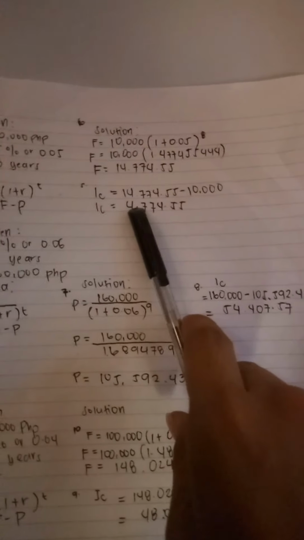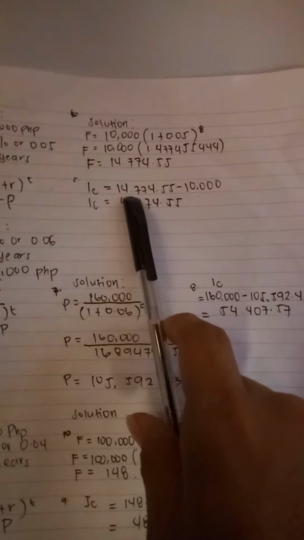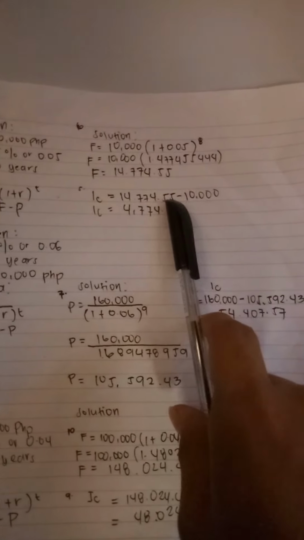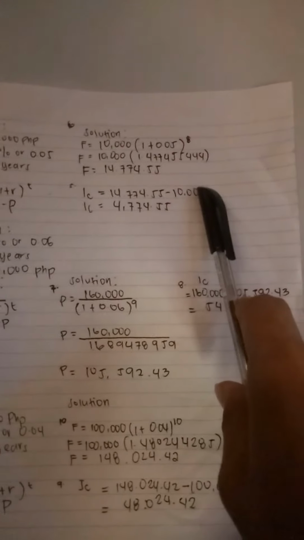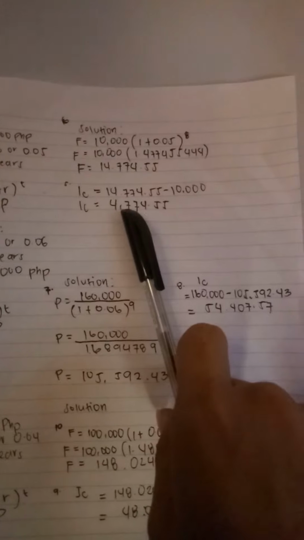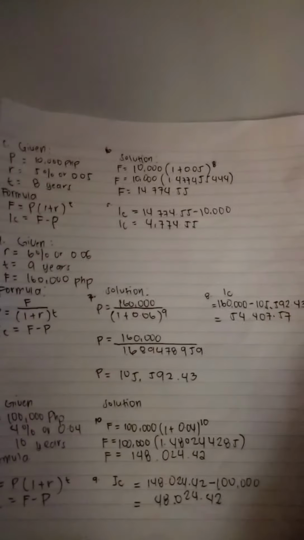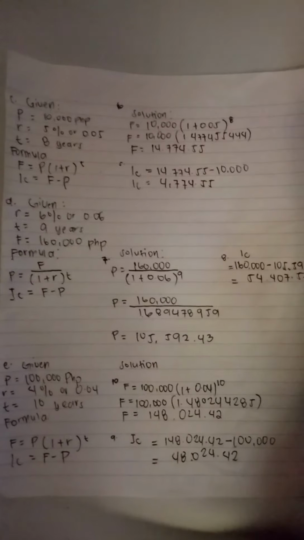The next naman po, for the compound interest. For the compound interest, we have a 14,774.55 minus 10,000 is equals to 4,774.55.